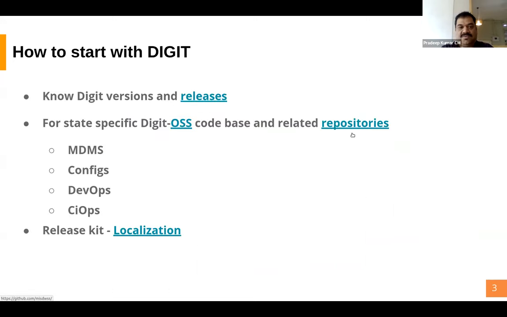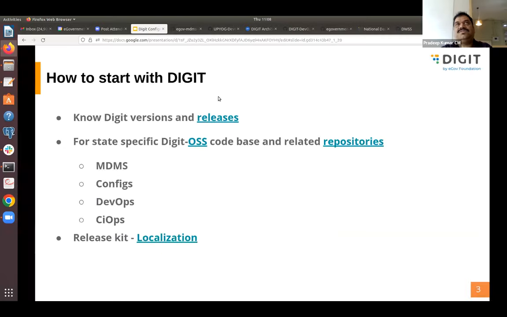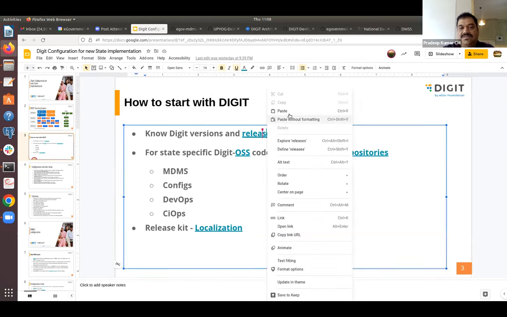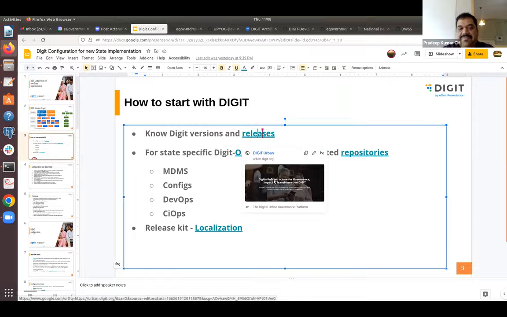We'll go further. When you start, how do you start, because Digit has different versions. We release new versions bi-monthly or quarterly. So I'll briefly go through how to find out your versions and which version we need to use.